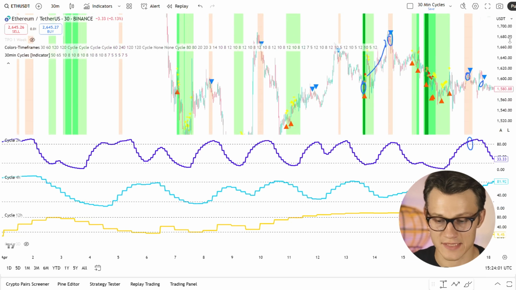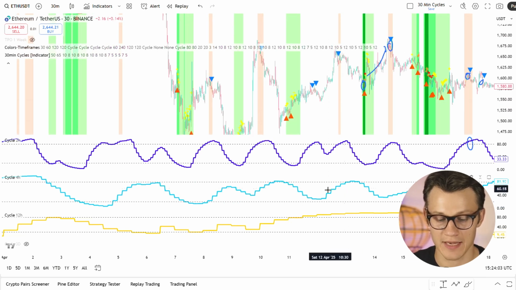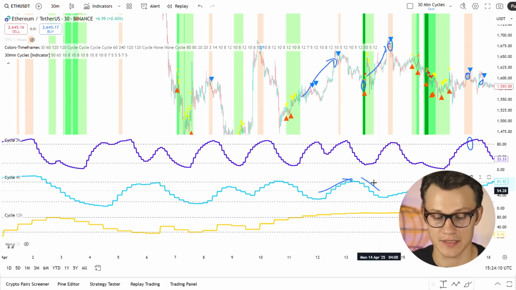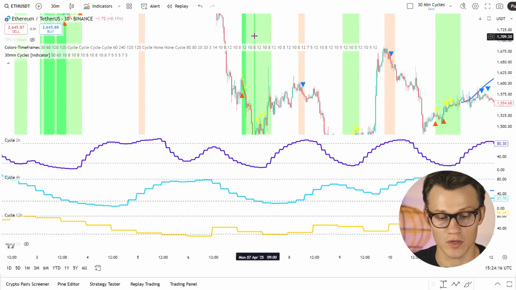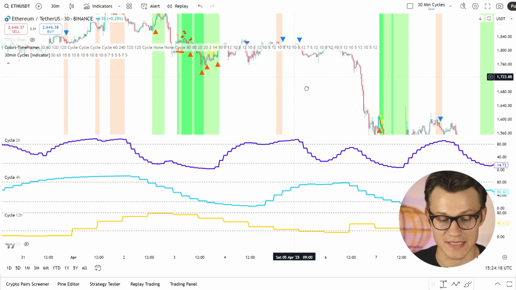Now, the 4-hour cycle shows the price movement within the next 1 day to maximum 2 days. Okay, here it's showing that we're going up, and here it's showing that we're going down. So in case we are actually having a buy signal at the very top of the 4-hour cycle, it might not be the best signal ever.